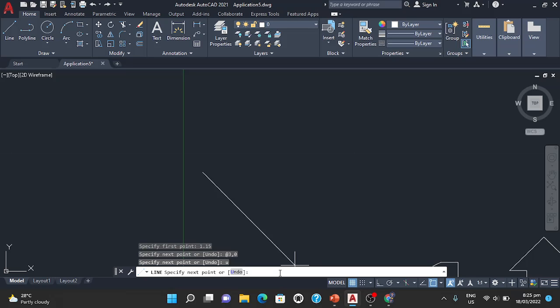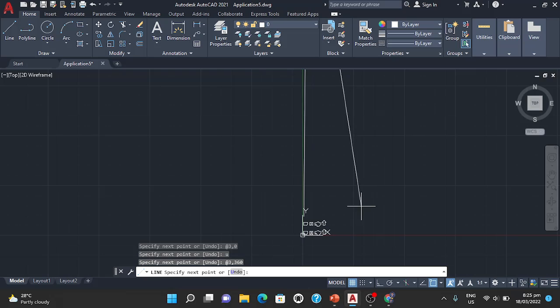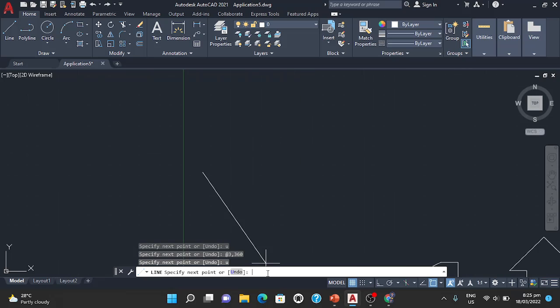So let's undo. At 3 comma 360, if we apply 360, I think it is wrong because I've inputted 3 comma 360. So it must be, let's undo, at 3 angle 360. Okay, so at 3 angle 360 and also at 3 angle 0 is the same.